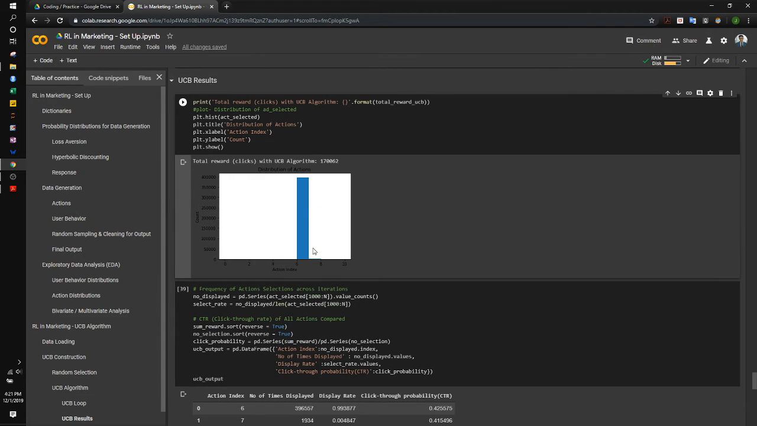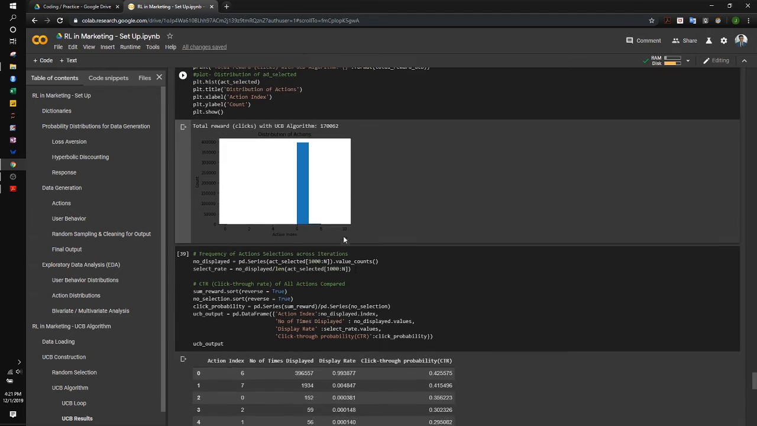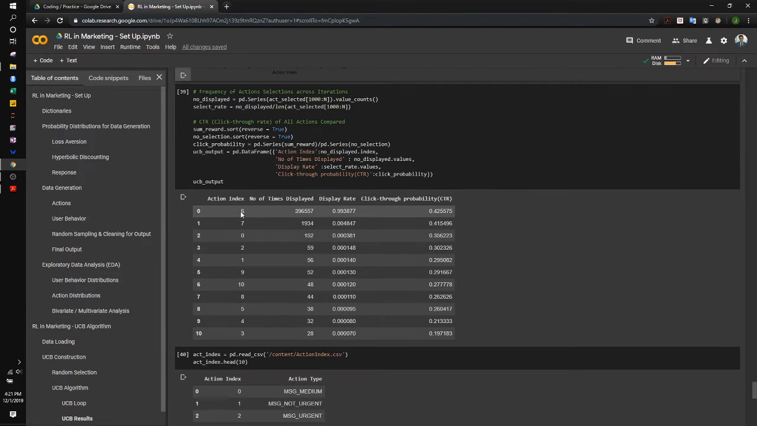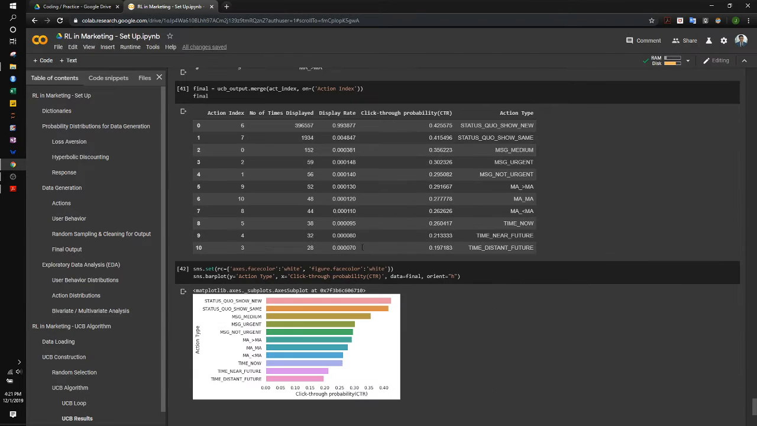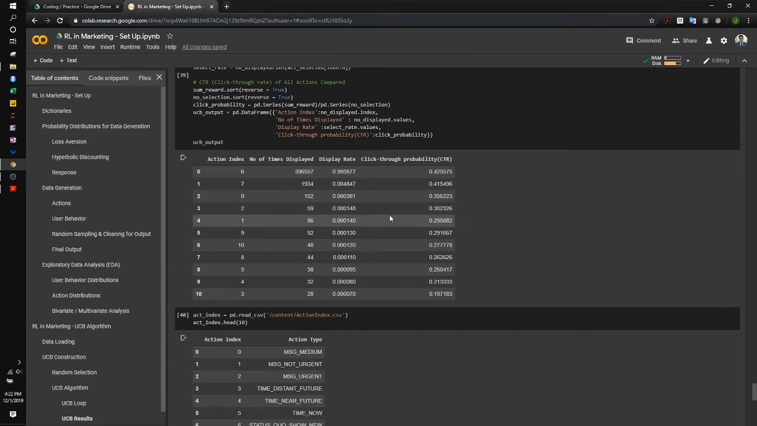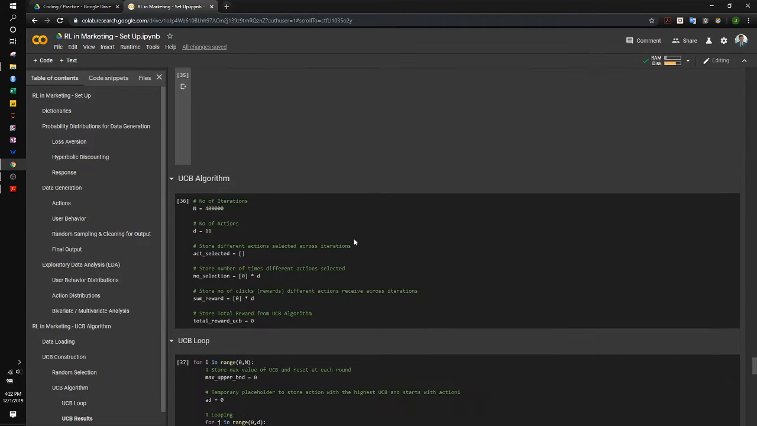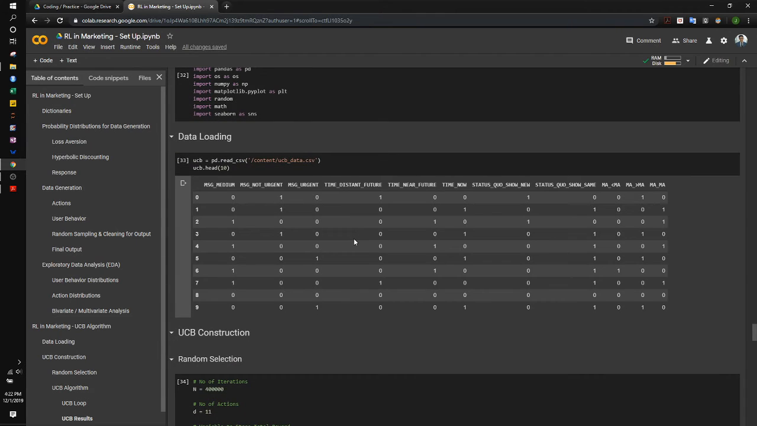But the distribution we can see here is most of it is coming from one action. So let's see what action that is. It's index number 6. Let's try to visualize that here. So that's status quo showing new. So if a new brand was shown in this particular sample, then the click-through probability was about 42%, but it was shown almost exclusively. So that is just for the general customer profile in one random sampling.